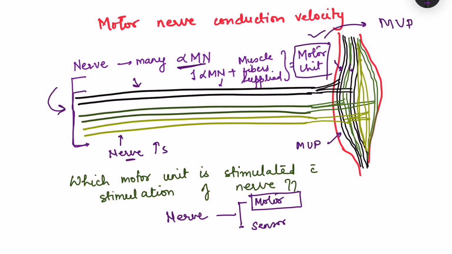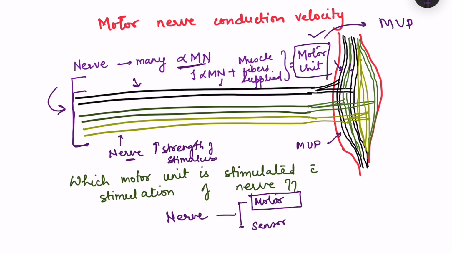Then we increase the strength of the stimulus. That means we increase the voltage. Now with that, the other motor fibers will also be stimulated. So there are low threshold fibers, there are high threshold fibers. Low threshold fibers are those which are stimulated with a lesser strength of stimulus.